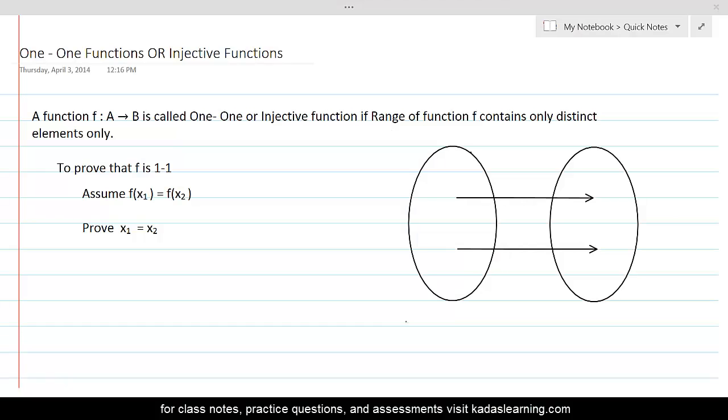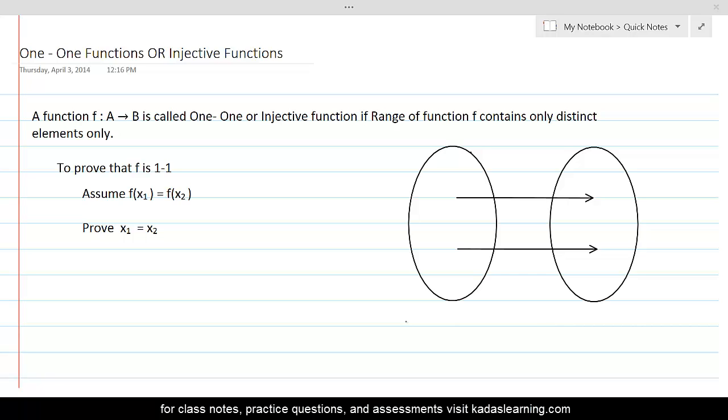One-one functions, or injective functions, are yet another class of functions. A function f from A to B is called a one-one or injective function if the range of f contains only distinct elements, which essentially means that distinct elements of the domain have distinct images in the range. Mathematically, whenever we are required to prove that a given function is one-one, this is what we do. We assume the two images are equal and we prove that if the images are equal, then the corresponding elements in the domain are also equal.